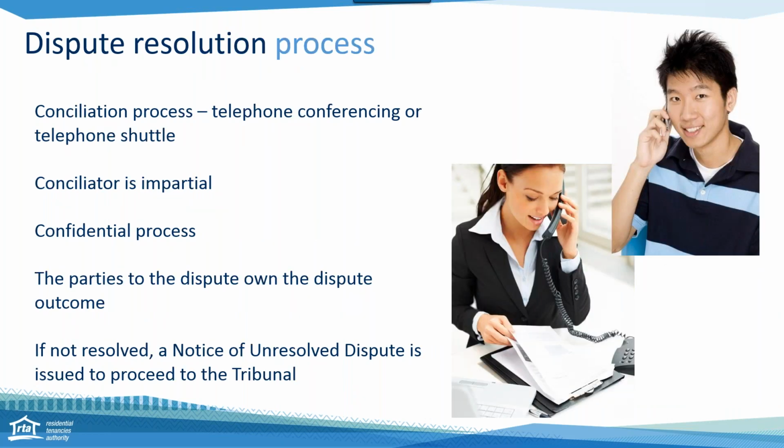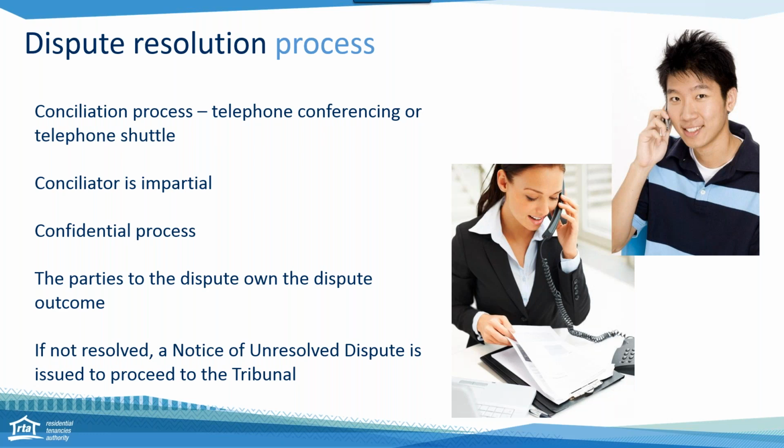The conciliation process is mostly done by telephone conferencing, and that's where all the parties in the dispute are available and on the phone at the same time. On occasion, we may look to do what we call telephone and shuttle negotiation, and that's where we have individual calls back and forth between the parties.